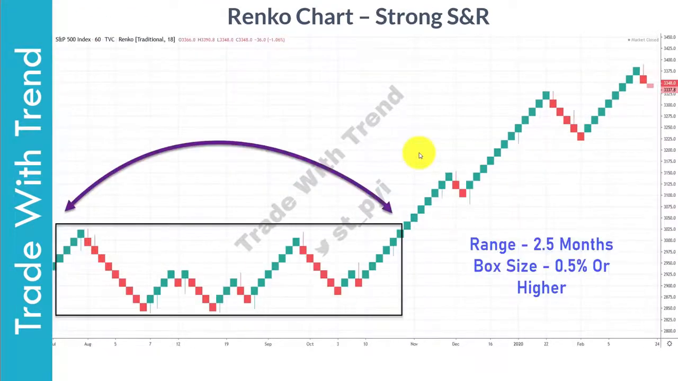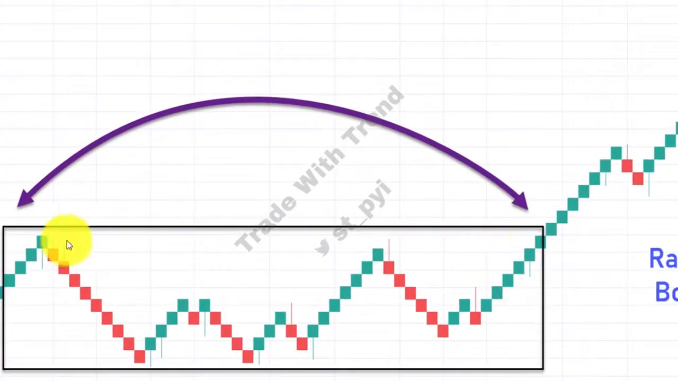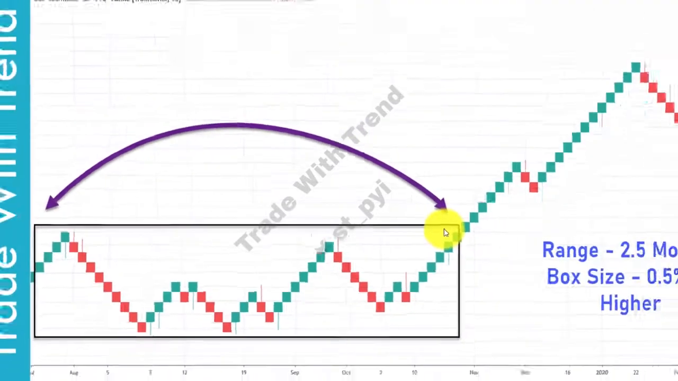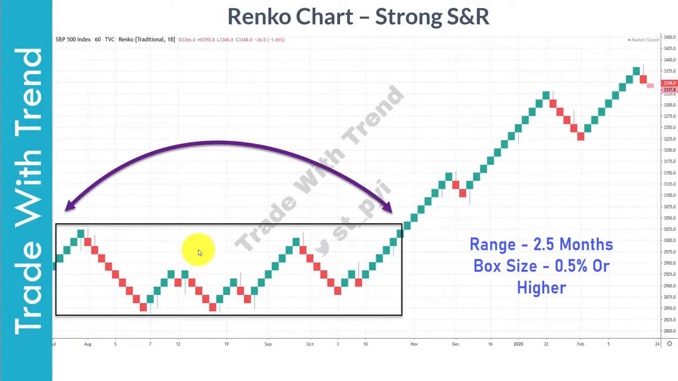So if you take a look at this strong support and resistance chart, the reason why I've marked it strong is because the range is over a period of 2.5 months with a box size of 0.5% or higher. So this clearly represents a lot of consolidation happening in the market, both in terms of price and time. And this is what I want to see in my charts, because this represents a good amount of fight between buyers and sellers, and then eventually one end prevails.